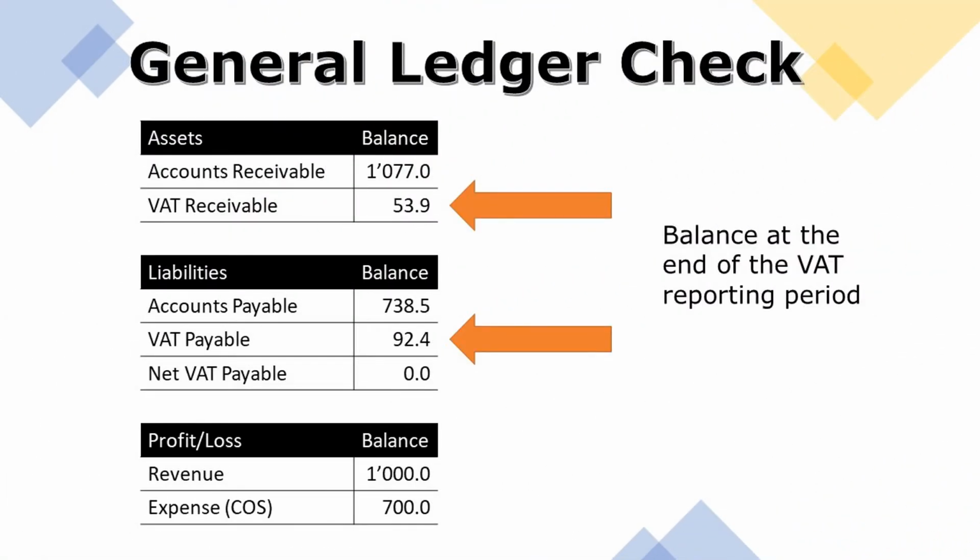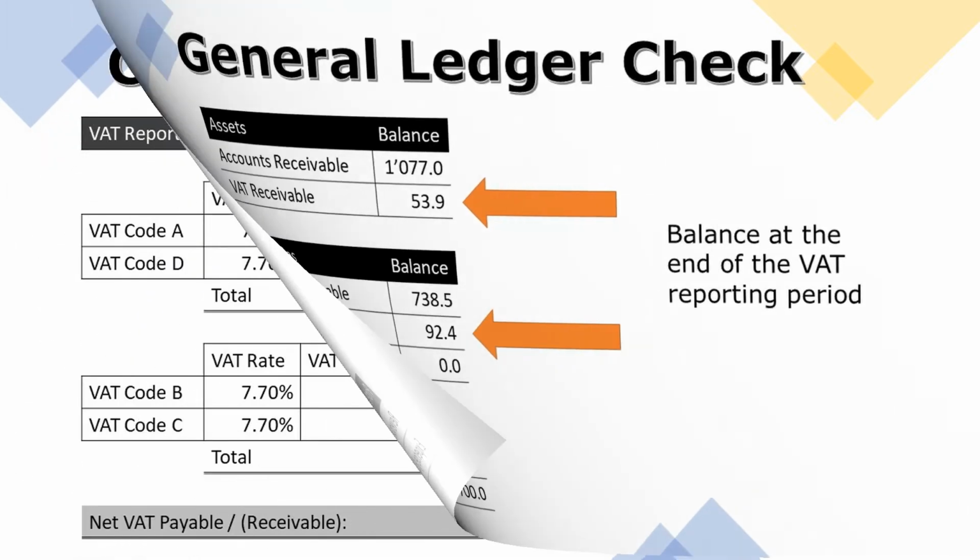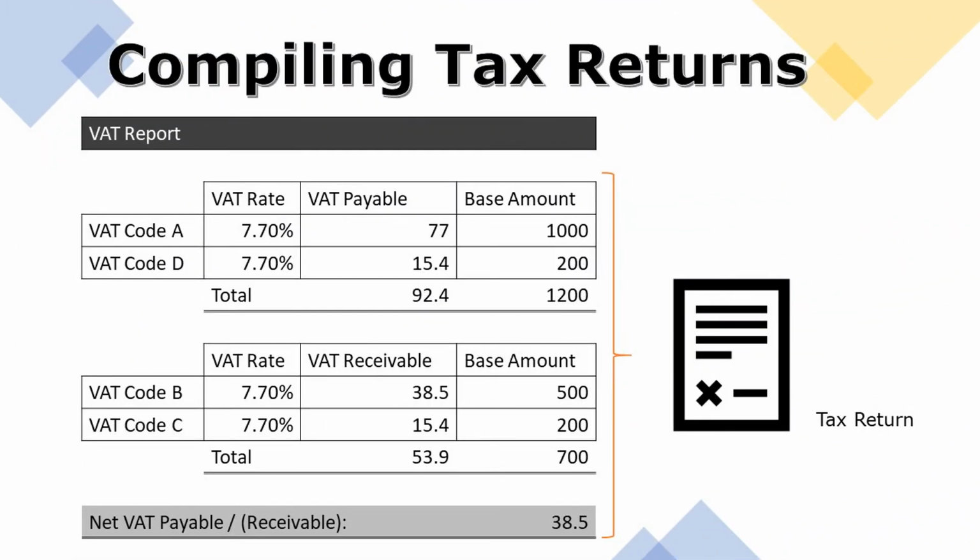Now let's check the GL and assume it reflects the balances at the end of a VAT reporting period. VAT receivable balance is at 53.9 and VAT payable balance shows an amount of 92.4. Every modern ERP system provides a VAT report based on VAT rate codes compiling the net VAT amount payable or receivable for defined VAT periods.